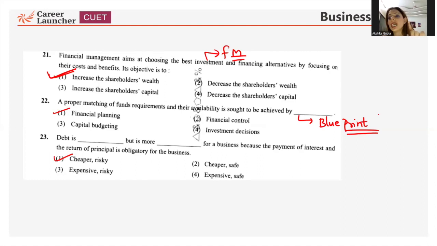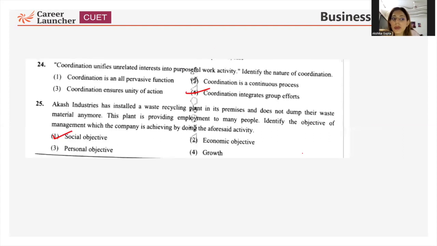The very first is that the availability of funds is there, and the second is there are no idle funds that are kept. Then debt is cheaper but is riskier. We all know that when we have to issue shares in the capital market, or in the secondary market, we have to incur a cost, that is flotation cost. So compared to that flotation cost, debt is cheaper. But how is it riskier? Because of the fixed obligation that you have to pay. So it is cheaper and risky.